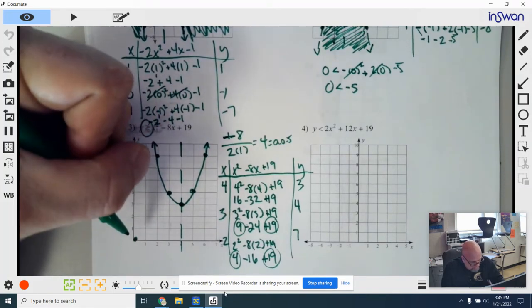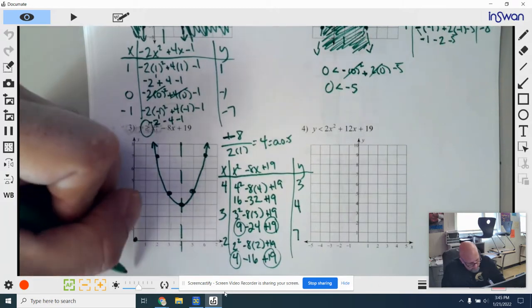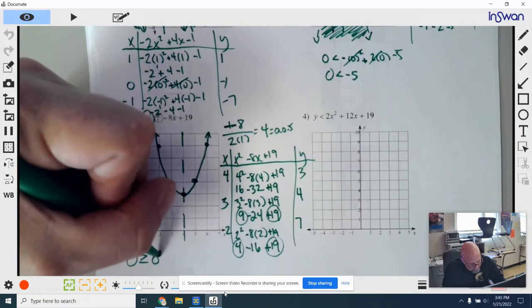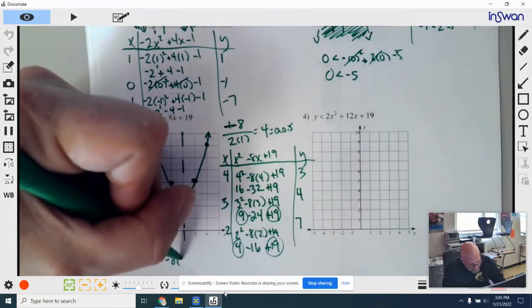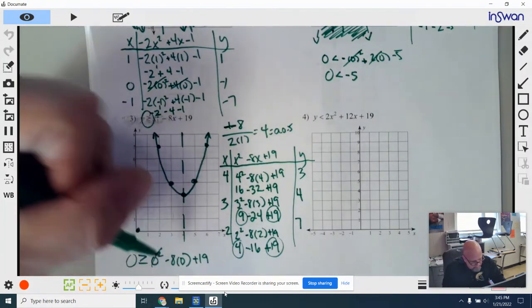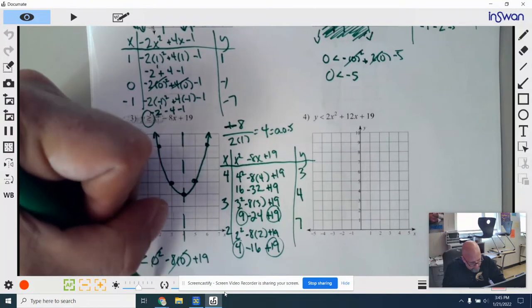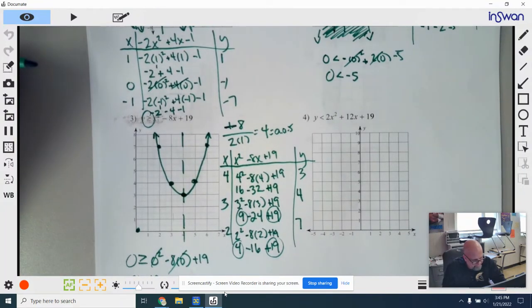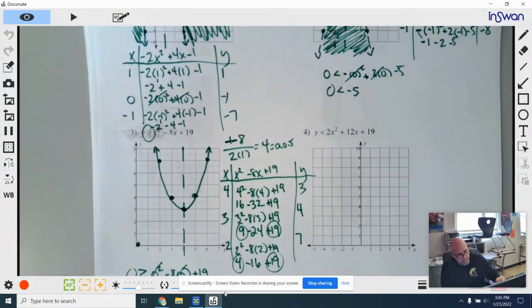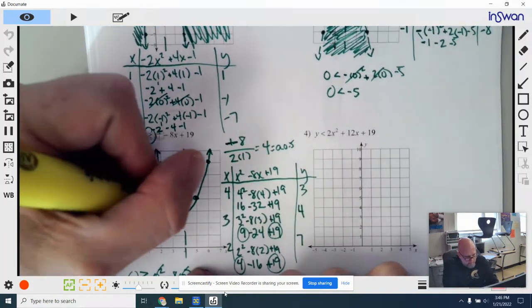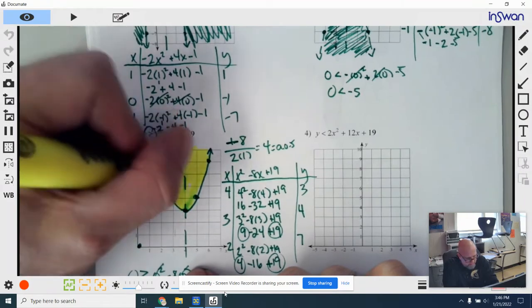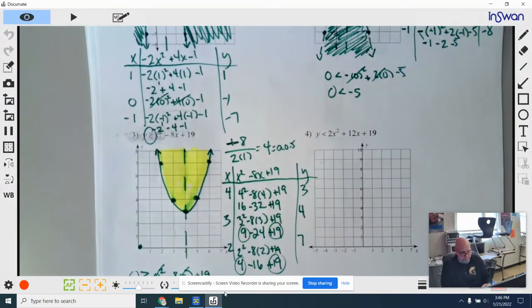I'm going to test 0, 0. So 0 is greater than or equal to 0 squared minus 8 times 0 plus 19. So that cancels. 0 is greater than or equal to 19. Not a true statement, which means everything inside is going to be shaded. And when you shade, maybe it's easier if you just use the highlighter. I'll use a highlighter this time, or a marker. So everything inside there is shaded for part of the solution set.